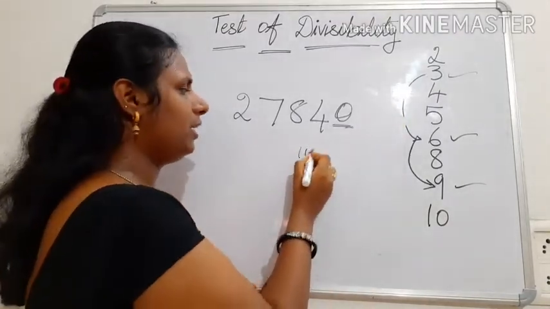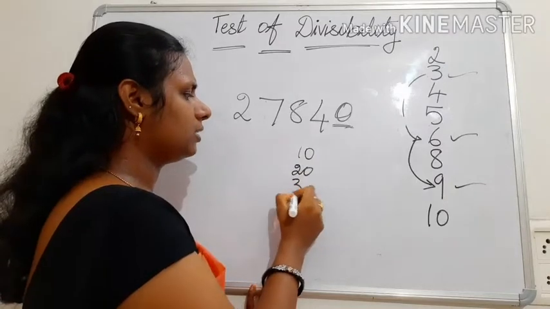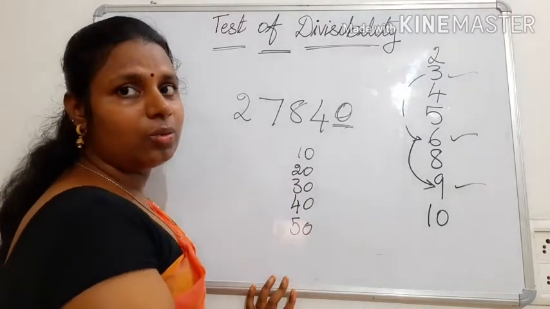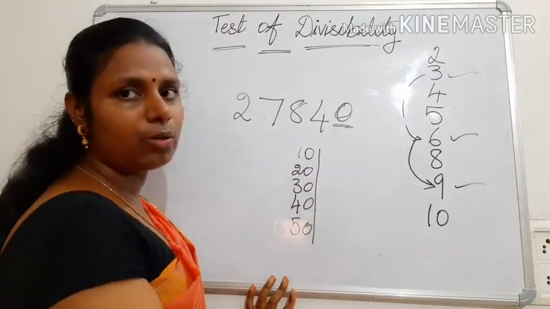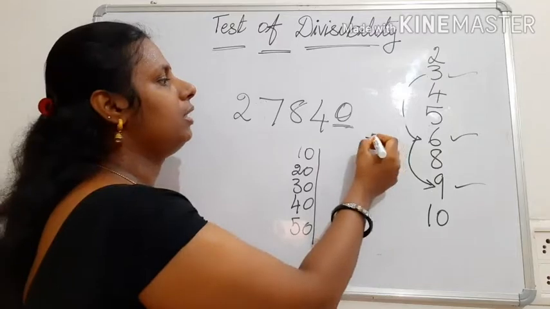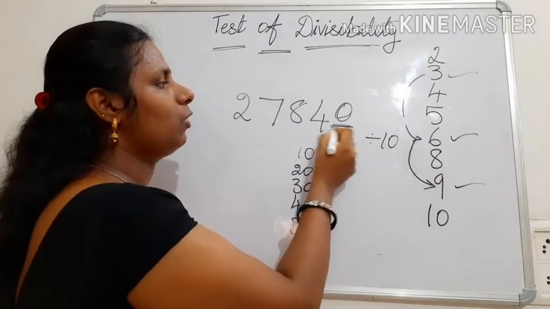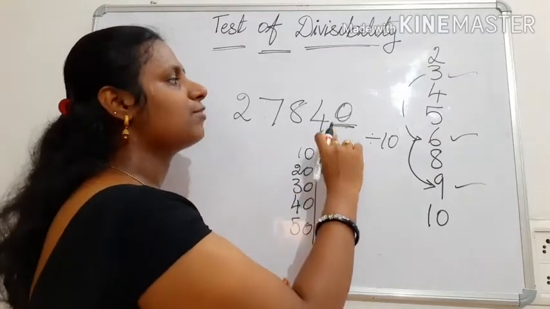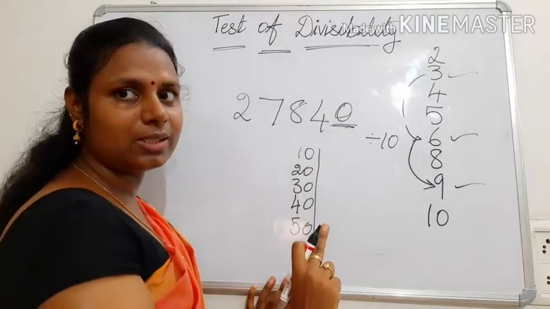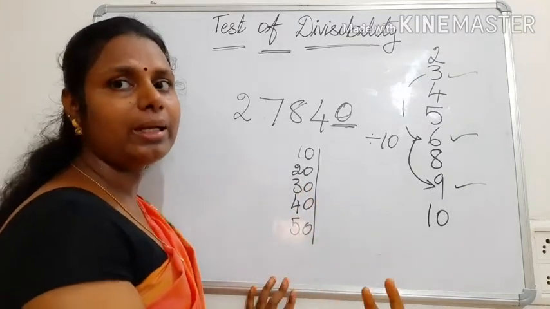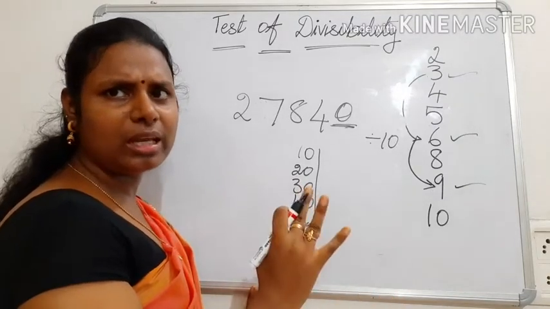10 ones are 10, 10 twos are 20, 10 threes are 30, 10 fours are 40, 10 fives are 50. What do you see? In one's place everywhere only 0. Isn't it? That means only see one's place, that's enough. If 0 is there in one's place, that means that is divisible by 10. Okay, no need to do any calculation.